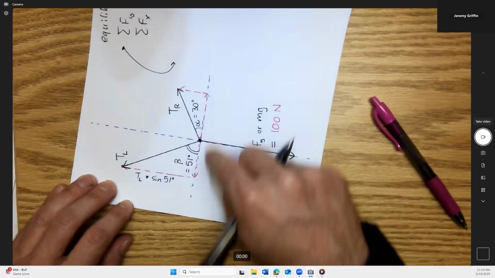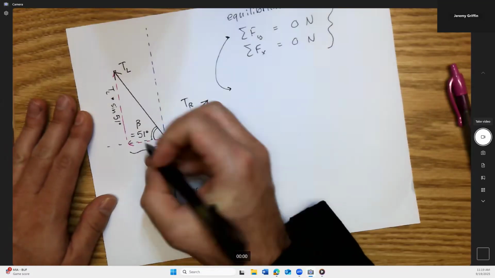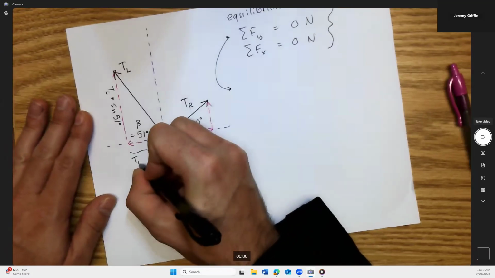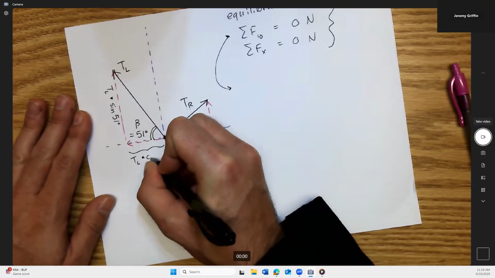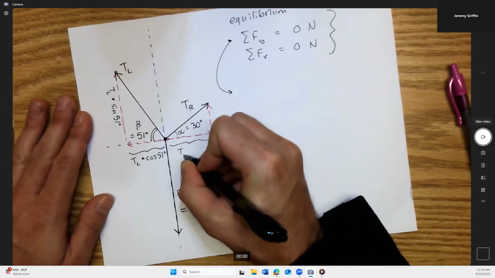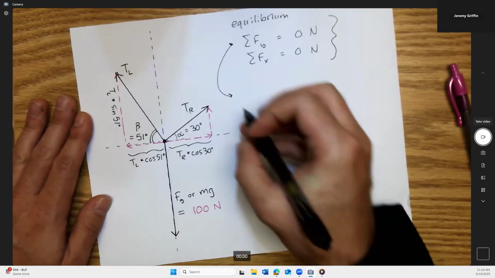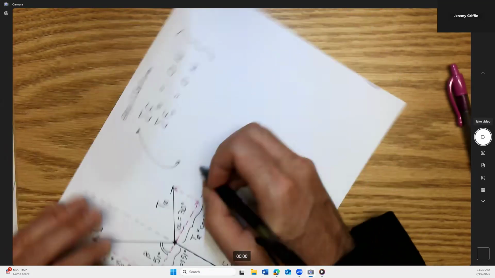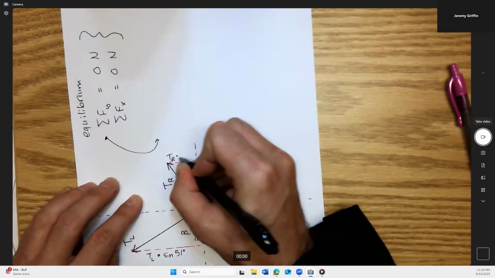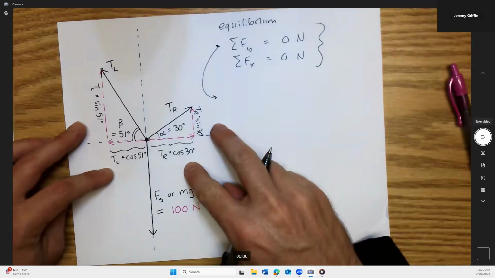Right here. Can I do that for all 4 of these components? Right, you guys can follow along with me. I bet you guys can figure out the other 3. This is tension left times cosine of 51 degrees. This one right here would be tension right times cosine of 30 degrees. And then this little component right here is tension right times sine of 30 degrees. Okay. Right, so you guys got all 4 components labeled.